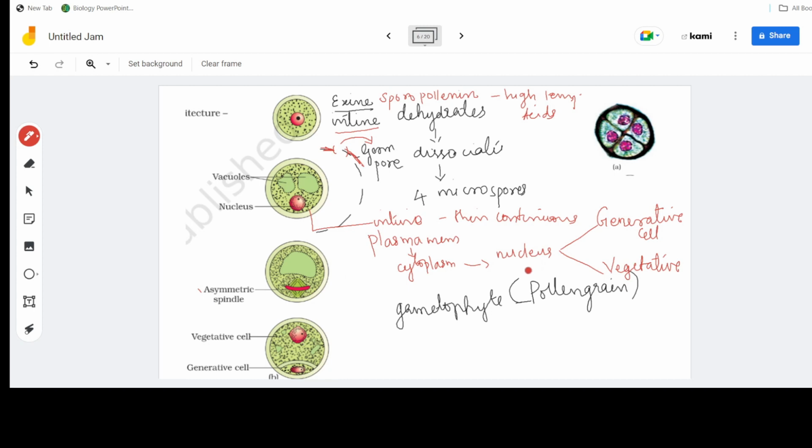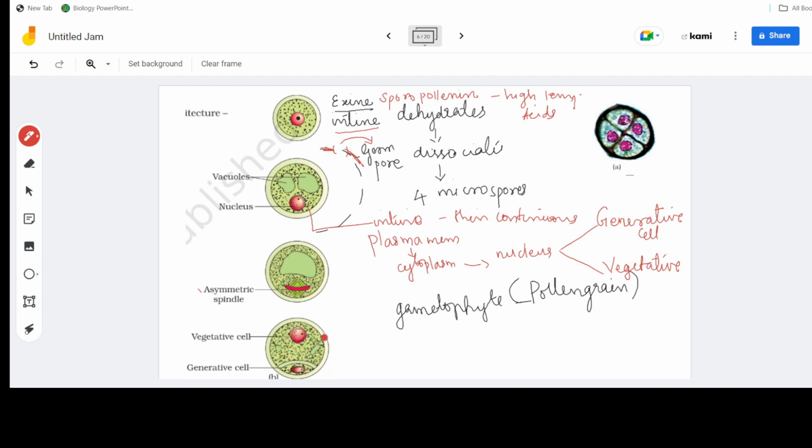Usually when a cell divides, the nucleus will be separated by symmetrical spindle fibers, so that the separated nuclei will be of the same structure. But in this case it is an asymmetric spindle, and you can see they formed two different cells. The upper one, which you see is the bigger one, is called the vegetative cell, and the lower one is called the generative cell.